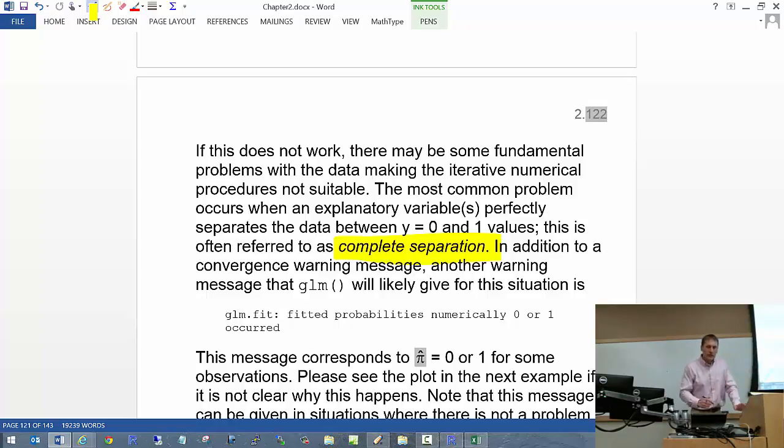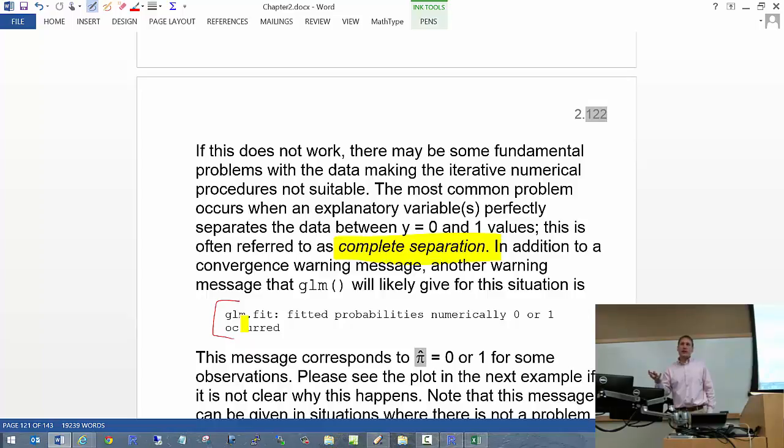Now, you'll often see another warning message that pops up in these situations: fitted probabilities numerically 0 or 1 occurred. What that means is your pi hats are often being estimated by your model to be 0 or 1. It doesn't necessarily mean all your pi hats are 0 or 1, just that some of them are extremely close to 0 or extremely close to 1.